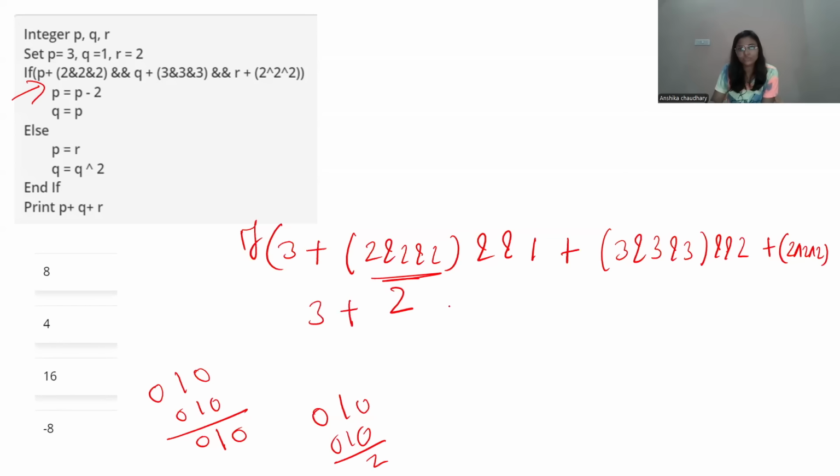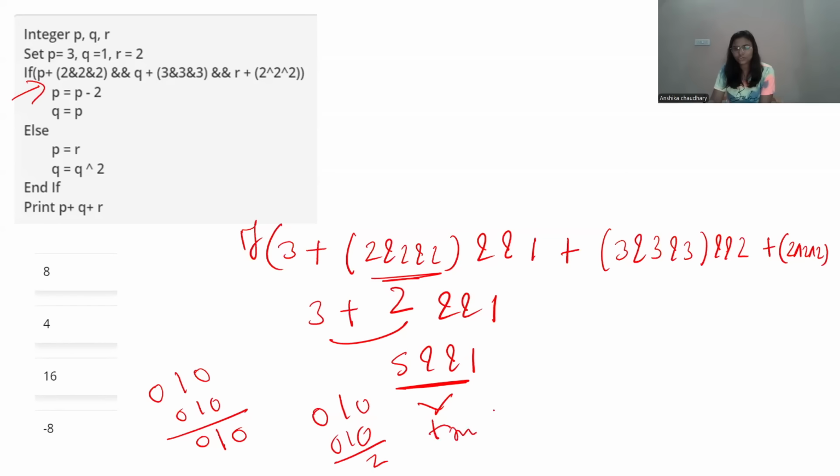So 3 plus 2 and 1, right? So it will become 3 plus 2 is 5 and 1. Both of the values are non-zero. That means this will return a true value, or 1 we can say. So I'm writing true. Right. Now this part is remaining here.